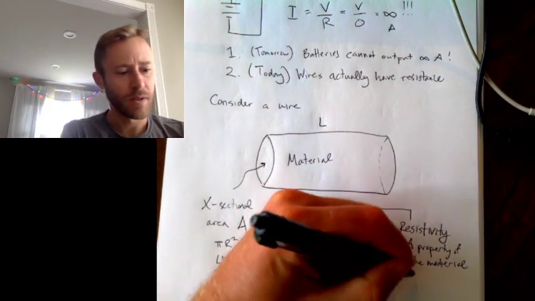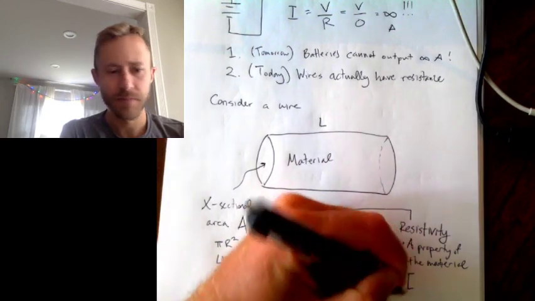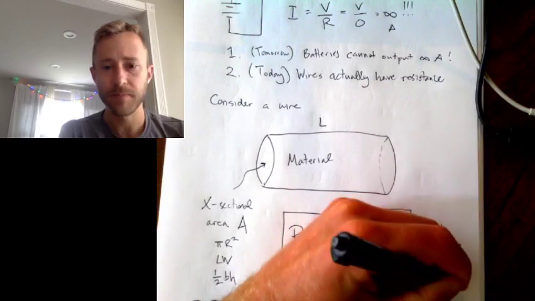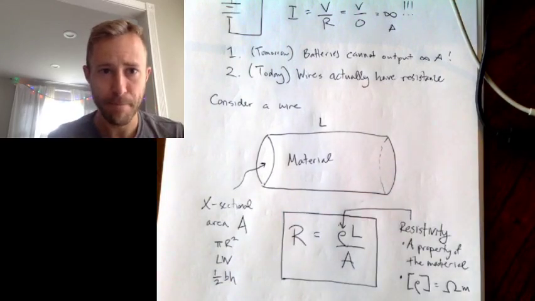The units of resistivity are ohm meters. All right?